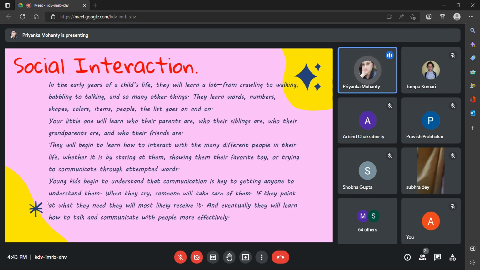When they cry, someone will take care of them. If they point at what they need, they will most likely be provided it, and eventually they will learn how to talk and communicate with people more effectively.